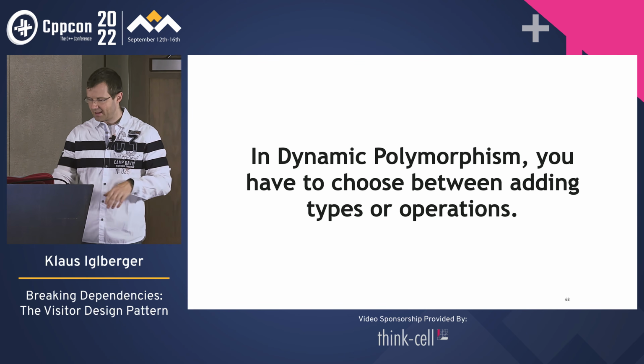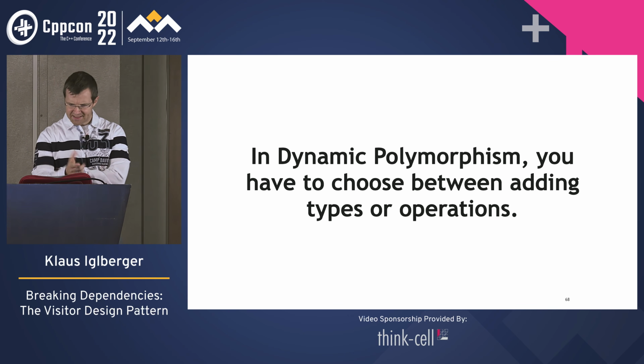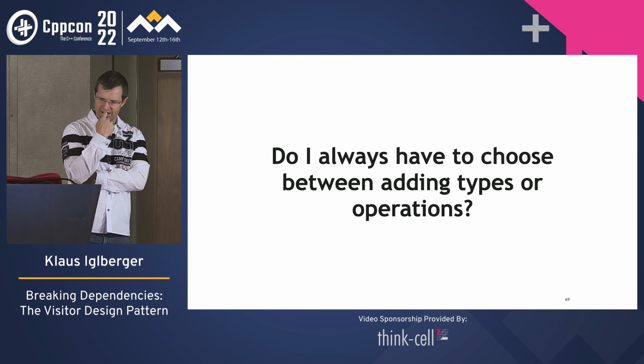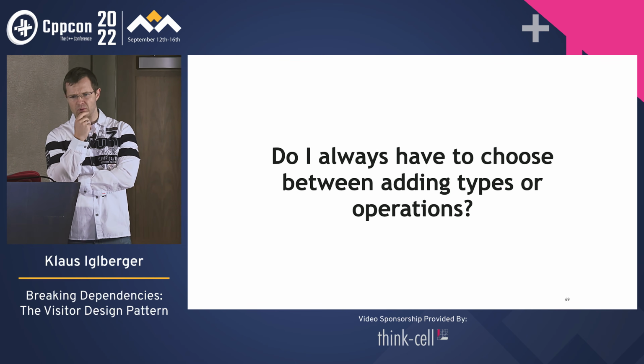Dynamic polymorphism. Is this really true? Is this really something that I always have to choose? Isn't there something that perhaps can do both?